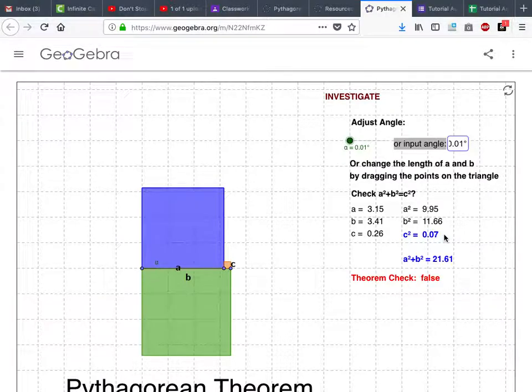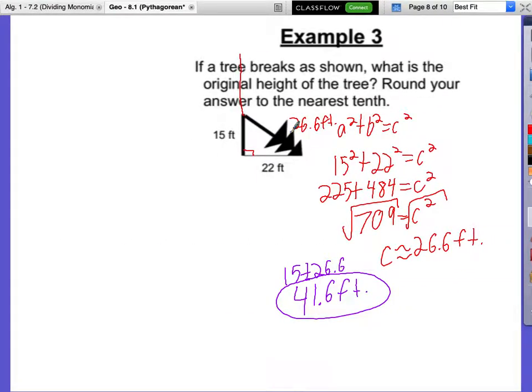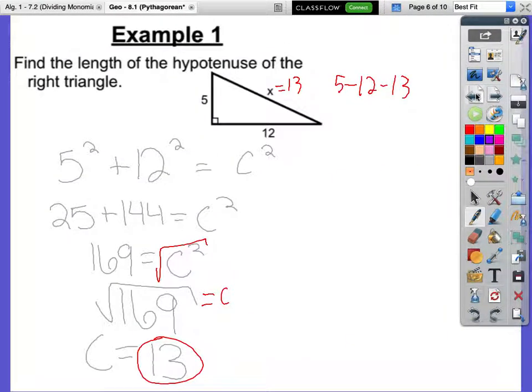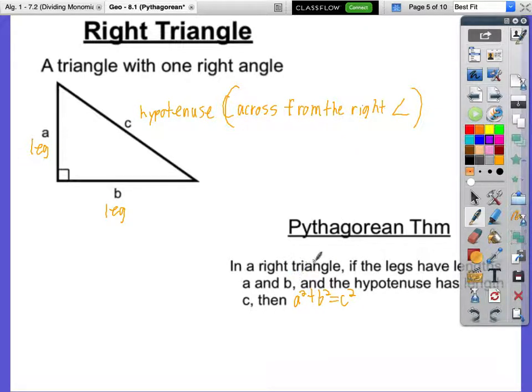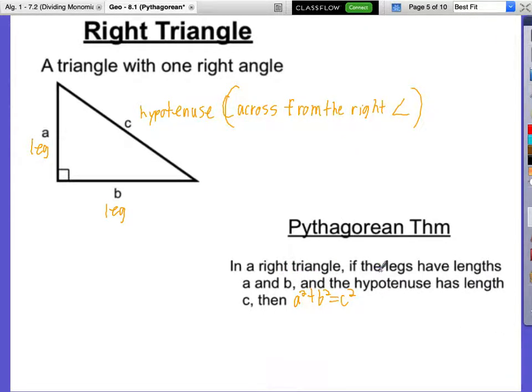Alright, so what's that say there at the top of that next page? If three sides of a triangle... So this is our converse of the Pythagorean theorem. Converse means we're going the other way around, right? We had the if-then from before. Now we're going the other way around. So in a right triangle, if the legs have lengths a and b, and the hypotenuse is c, then a squared plus b squared is equal to c squared.